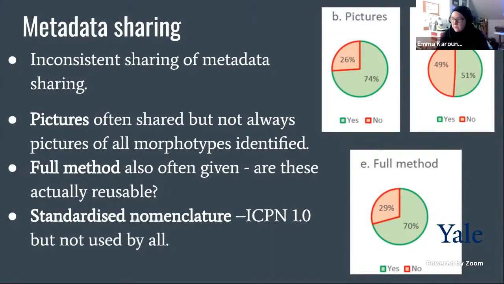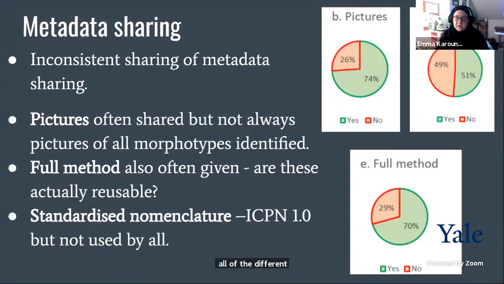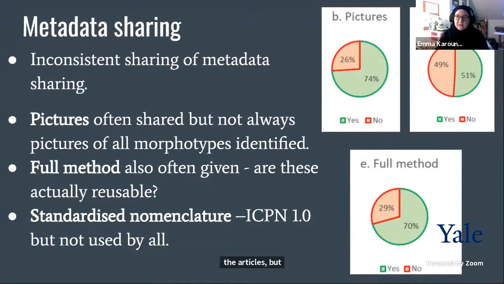Full methods or some sort of method was included by 70% of the articles, but I question whether these are actually usable methods, because there is a big difference between putting a description of a method into the text of the article and putting a full protocol of the method in a supplementary file. When we're writing articles, we need to think about whether somebody else can replicate my method, because that is the point of putting your method into an article, so that somebody else might be able to use it one day. And then I also looked at the use of standardized nomenclature.